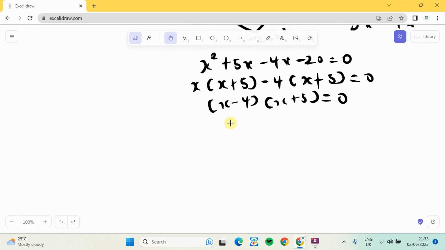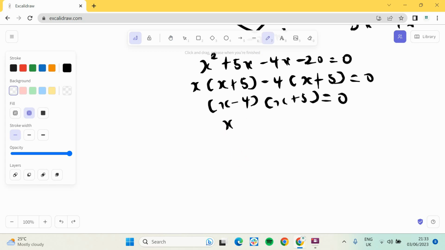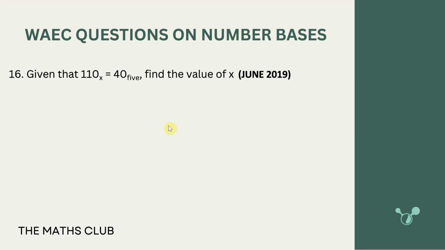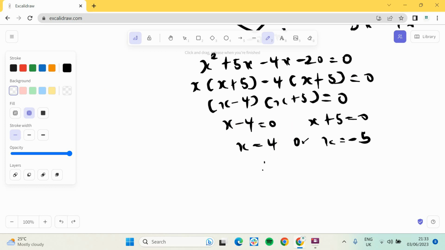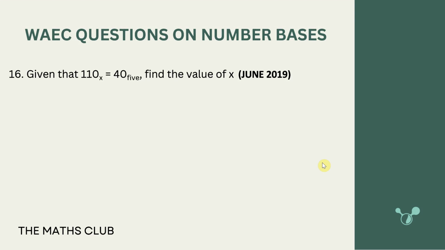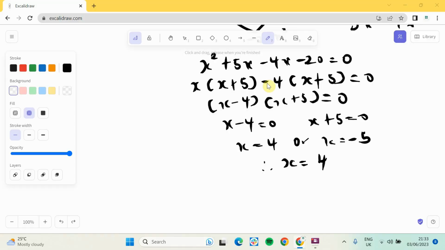So now I will do each of them and equate to 0. So x minus 4 is equal to 0, and then x plus 5 is equal to 0. If I take this to the other side, that will be x is equal to 4, or x is equal to what? Equal to minus 5. You're correct, right? Because x cannot be negative, there's no negative base. Therefore, our x is equal to what? Is equal to 4, right? And that's correct. Great, our x is equal to 4. Once again, this is a theory question that came out in 2019. So we are good to go, right?